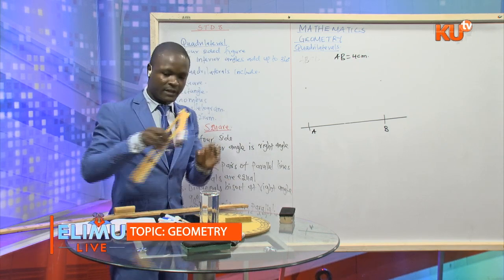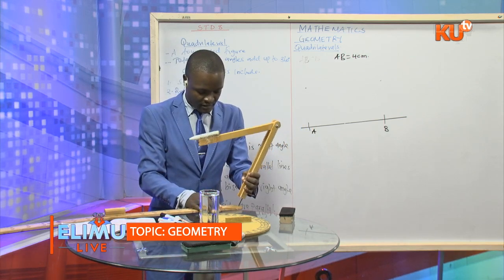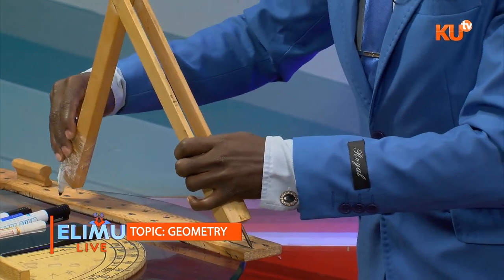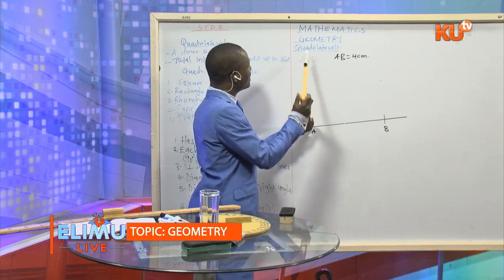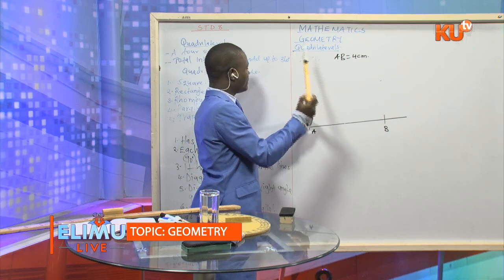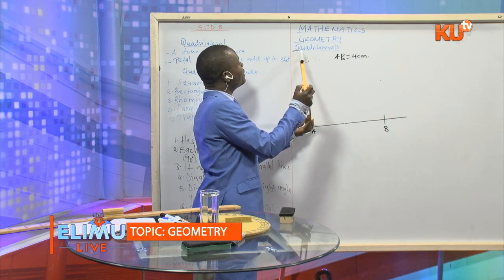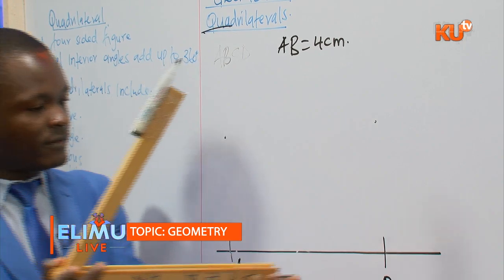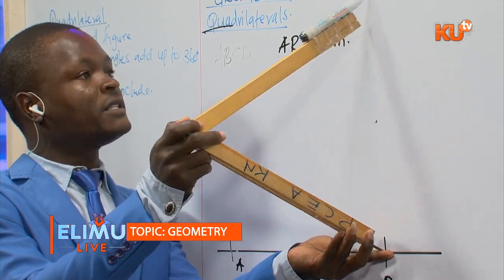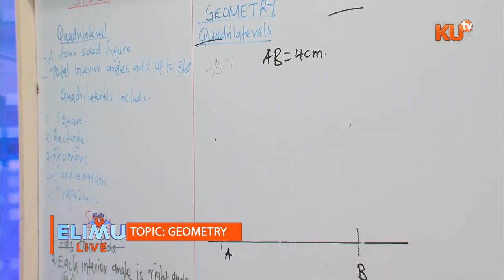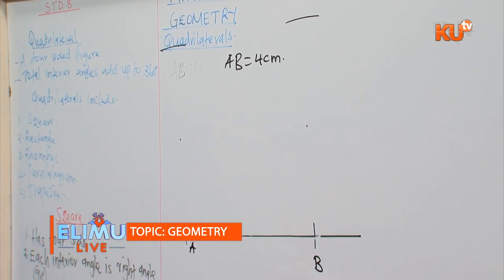So you come again, you measure 4 centimeters. And then you stand at point A, draw an arc above the dot. Repeat the same while standing at B. Draw the arc above the dot, because the dot gives you where the angle is.